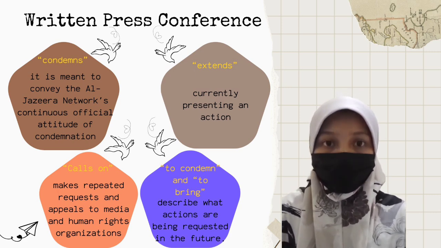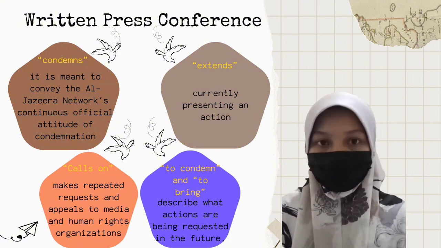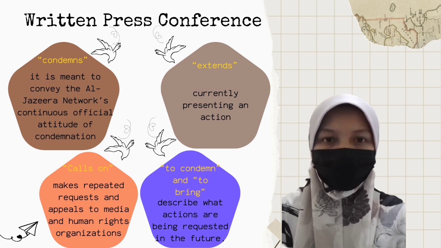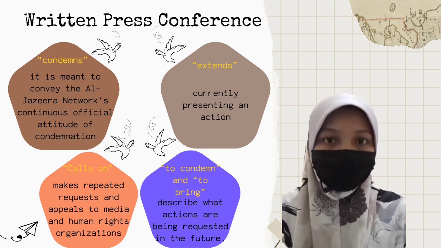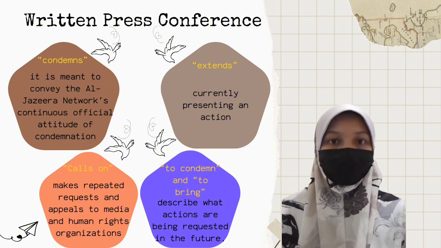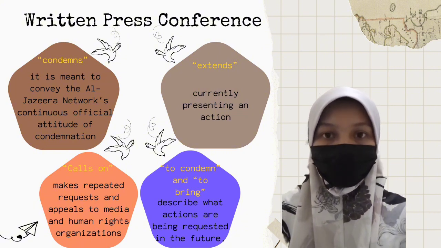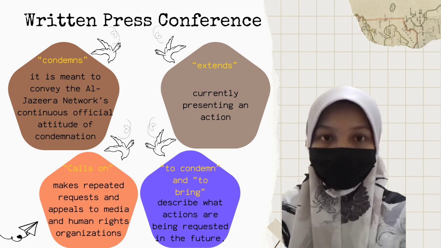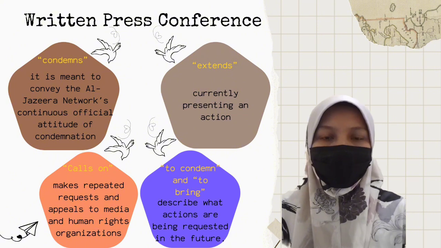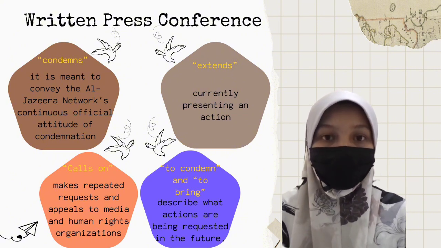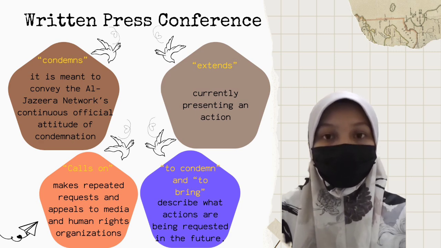Moving on to the written press conference, there are many instances of present simple that we can detect. The word "condemns" is present simple in the opening paragraph because it is meant to convey the Al Jazeera network's continuous official attitude of condemnation, which can be interpreted as a formal, current, and permanent statement. In the meantime, 2 straightforward uses are being used in the second paragraph. The term "extends" is the first one. A formal and immediate declaration of sympathy and condolence is indicated by the simple present tense. Thus, Al Jazeera is currently presenting an action.